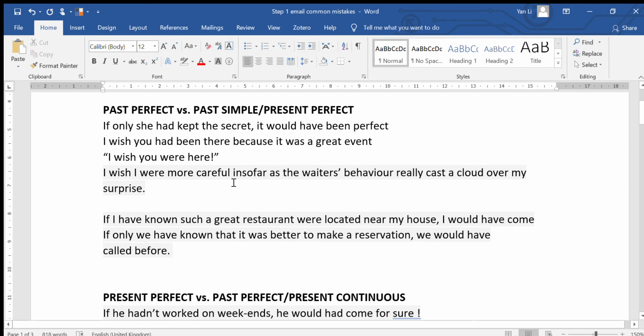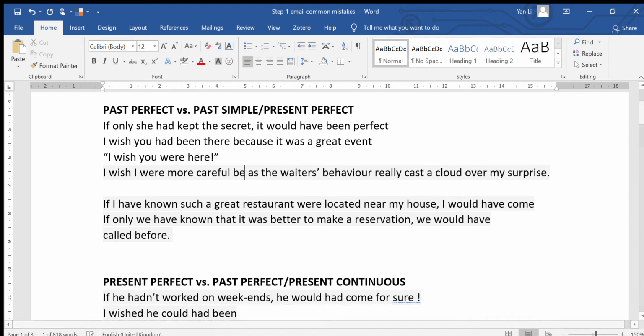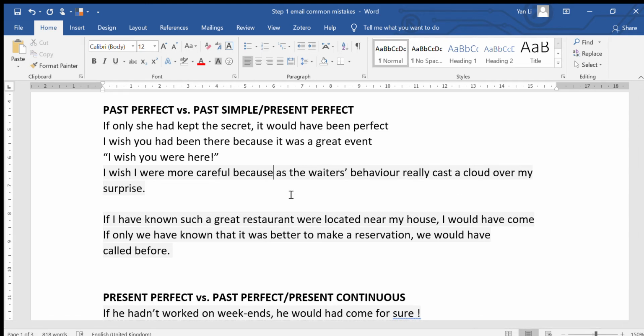But then let's read the rest of the sentence. "Insofar as the waiter's behavior really cast a cloud over my surprise." Okay, so there's a bit of an excessive floweriness about this language here, which means that some things don't really make sense. I mean, we should probably replace insofar with because. That makes more sense. Cast a cloud over. Okay, I don't have time to go find something, but it's not really what I think this person means. So the waiter's behavior was really bad.